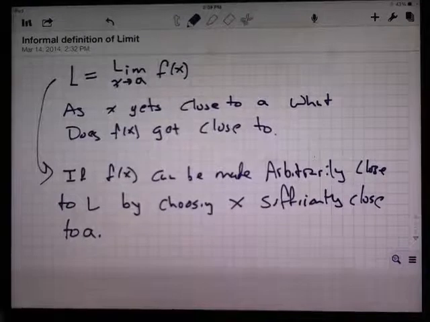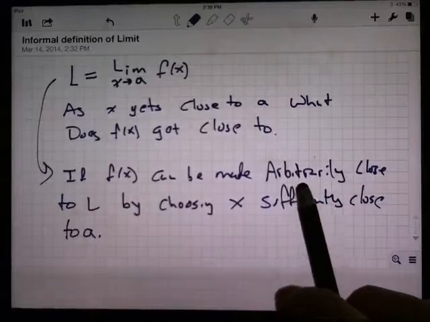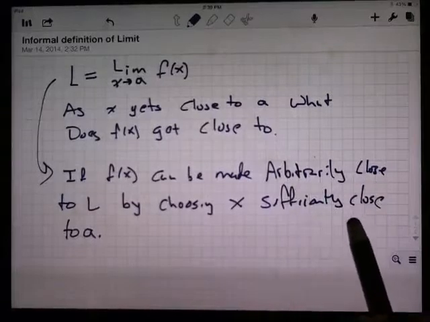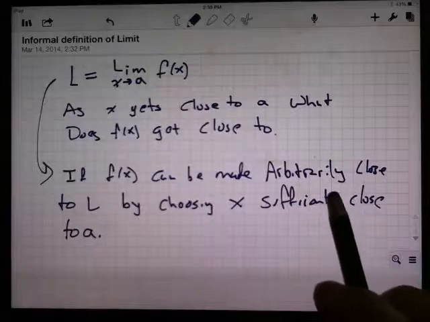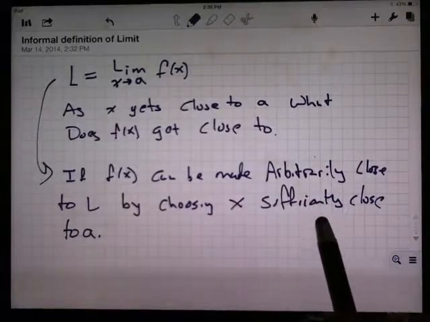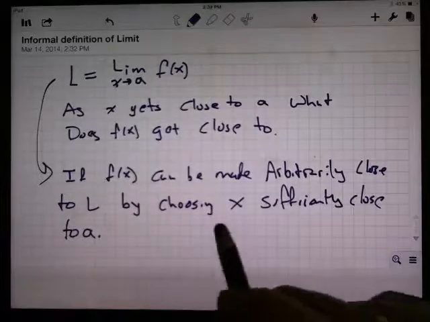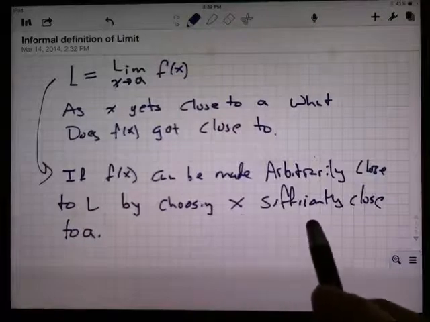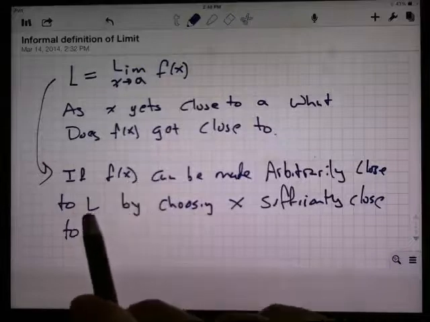What do I mean? Well, I'm still using the word close, but I'm using some adverbs here: arbitrarily close and sufficiently close. Sufficiently close is one that I think we can work with pretty quickly. It's like close enough, right? That is, as long as I keep x close enough to a, then maybe my f of x will be as close as I want to L.